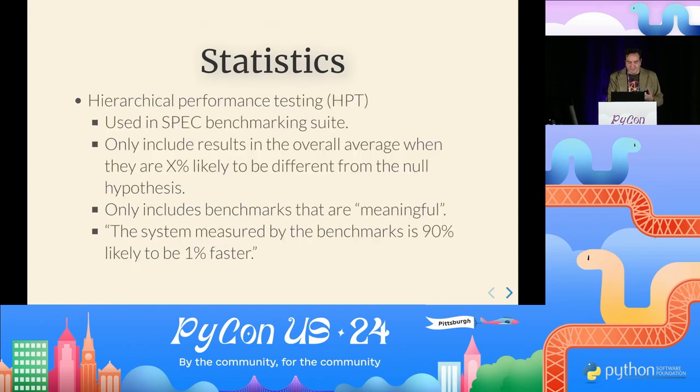good workload benchmarks. But one thing that we do is this technique called hierarchical performance testing, and there's a paper about it that shipped in the SPEC benchmarking suite for benchmarking hardware, where they only include results in the overall average when they're more likely to be different from the null hypothesis. So it's good at ruling out the benchmarks that don't tell you anything and only including the ones that clearly have changed or made a difference. I'm absolutely glossing over the math there because I don't have time, and I'm not even really qualified to go into it, but there is the paper if you're interested, and it's pretty good, and there's code and all that stuff.